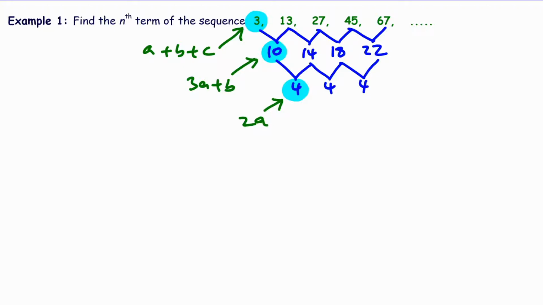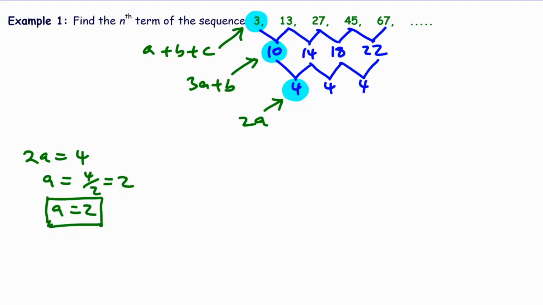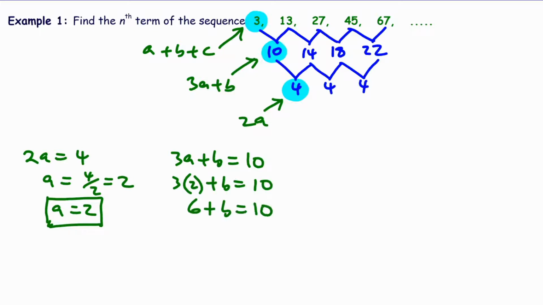So let me start with the first one. We have 2a is equal to 4, which means a will be equal to 4 divided by 2, which is just 2. So a is equal to 2. The next equation we have 3a plus b is equal to 10. But a is equal to 2, so 3 multiplied by 2, just plug in 2. So we have 6 plus b is equal to 10. And by inspection, b will be equal to 4.